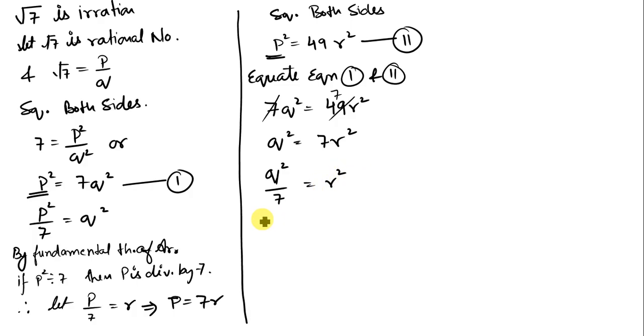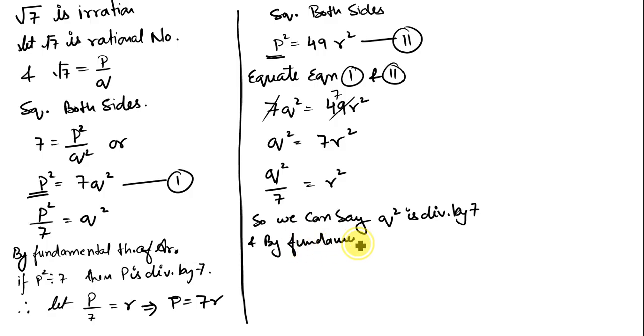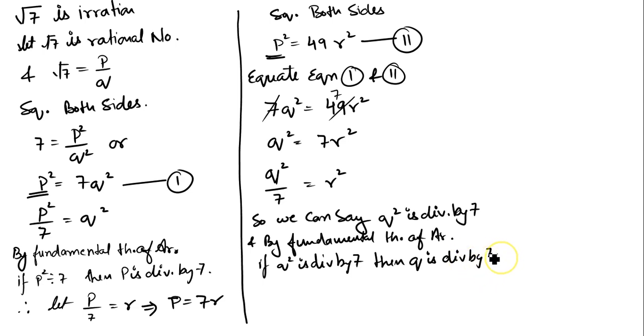So by this, we can say Q square is divisible by 7, and by the fundamental theorem of arithmetic, if Q square is divisible by 7, then Q is also divisible by 7.